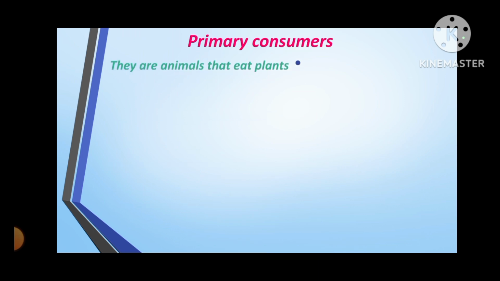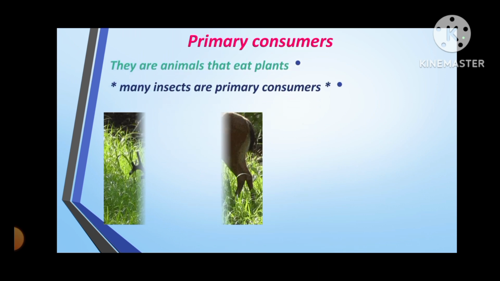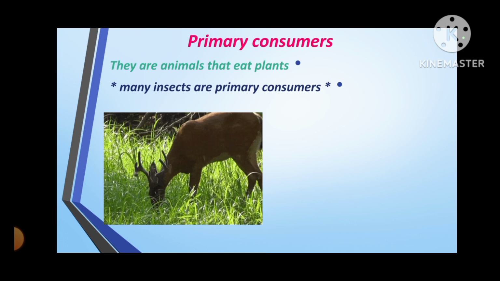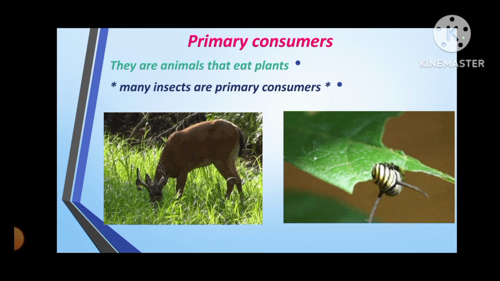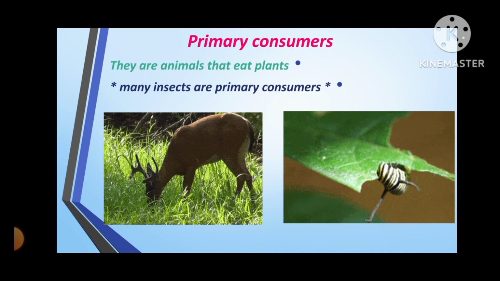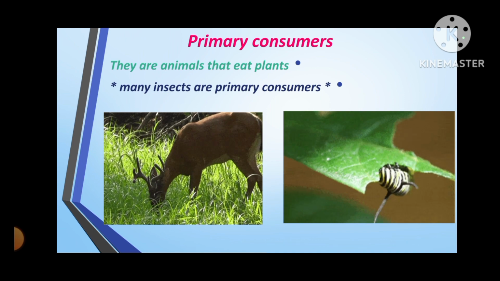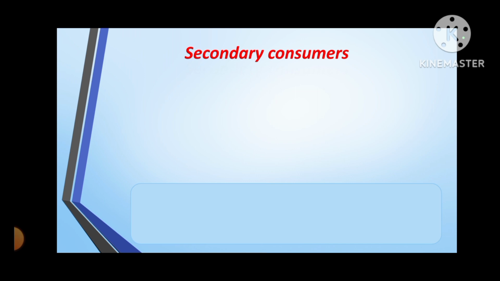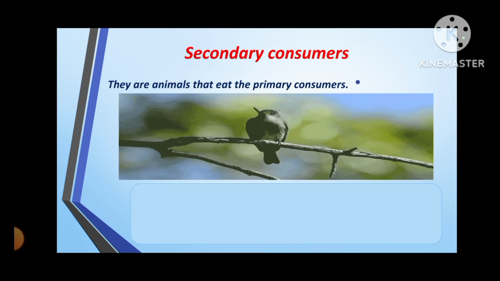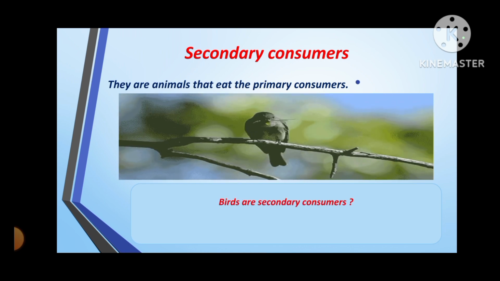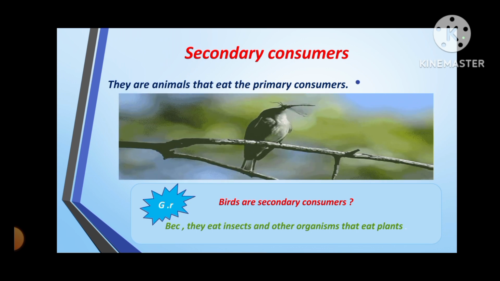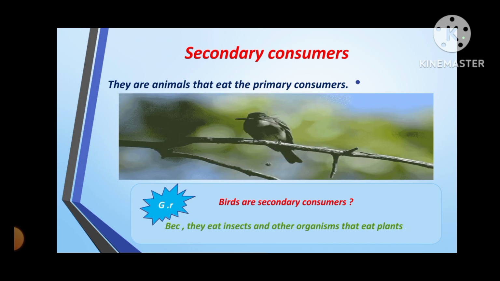At first, the primary consumers are animals that eat plants or producers. Most of them are insects. Many insects are primary consumers. So a primary consumer is any animal that eats plants, like deer and many insects. Secondary consumers are animals that eat primary consumers, like a bird eating an insect. So the reason: birds are secondary consumers because they eat insects, which eat plants.